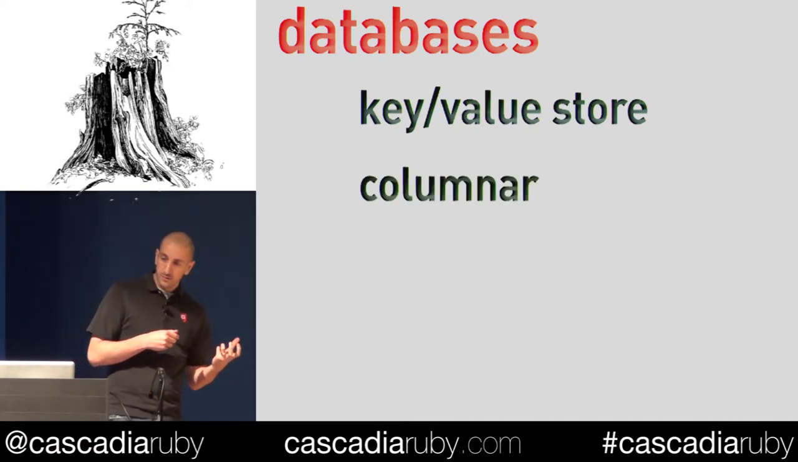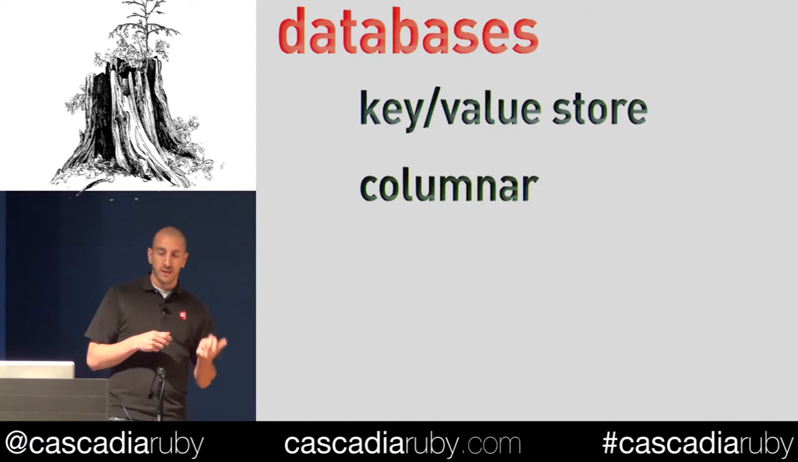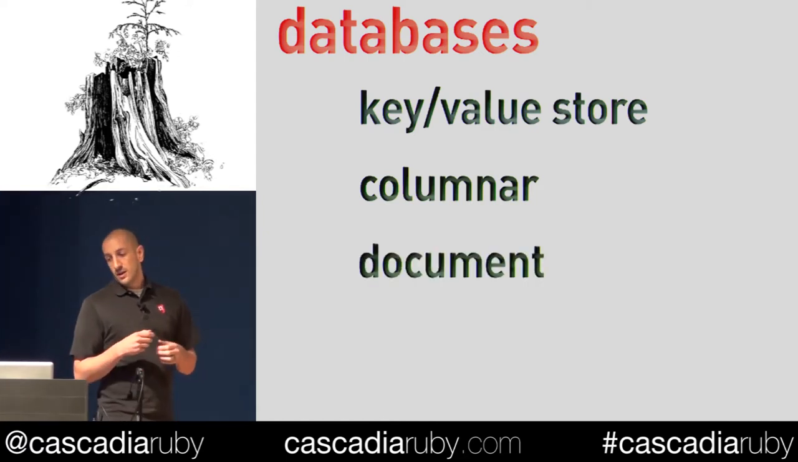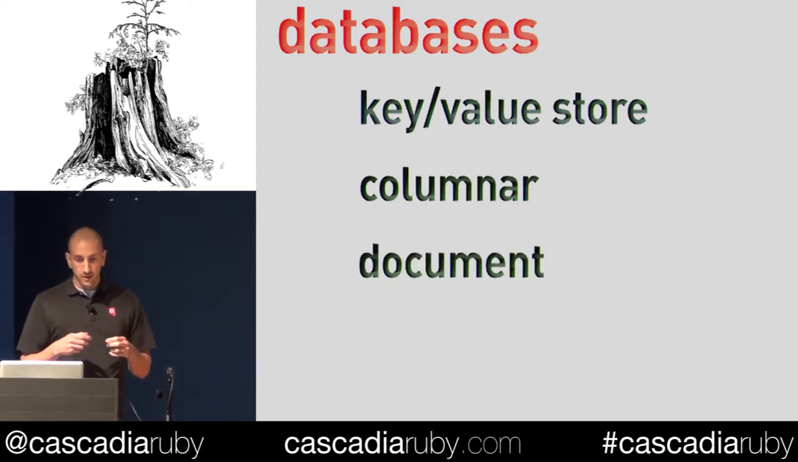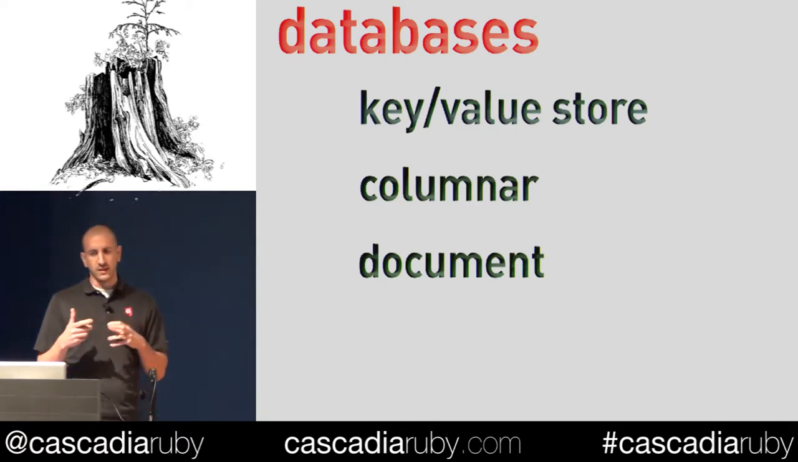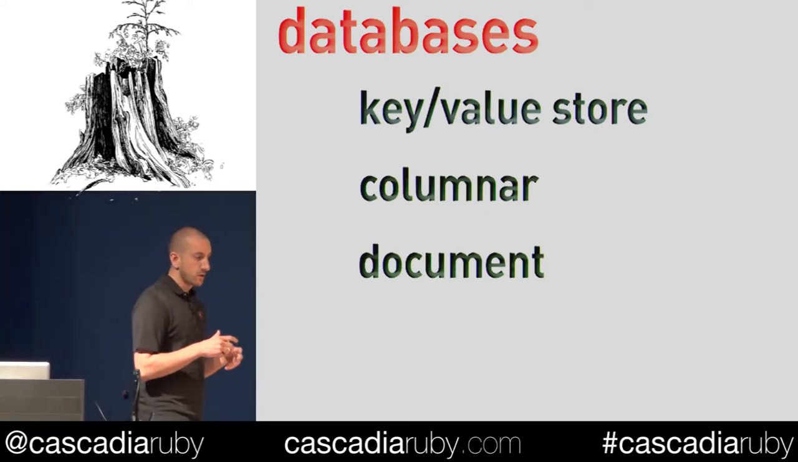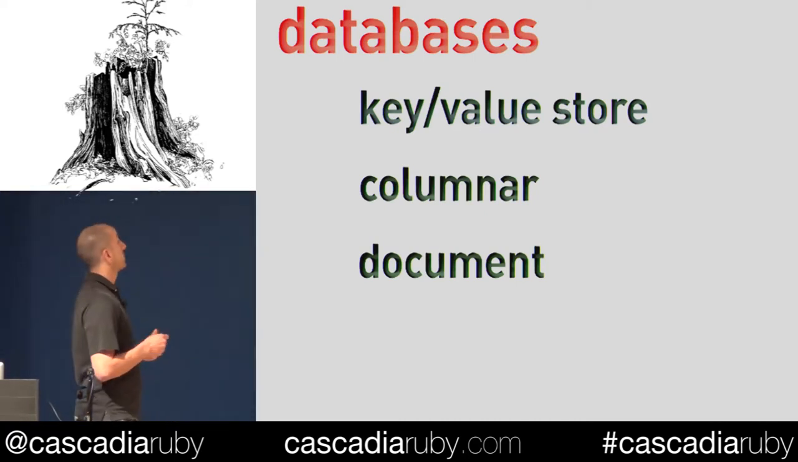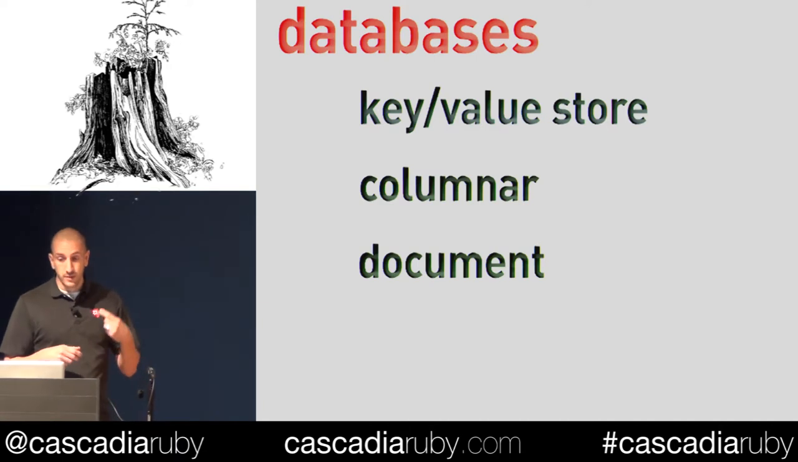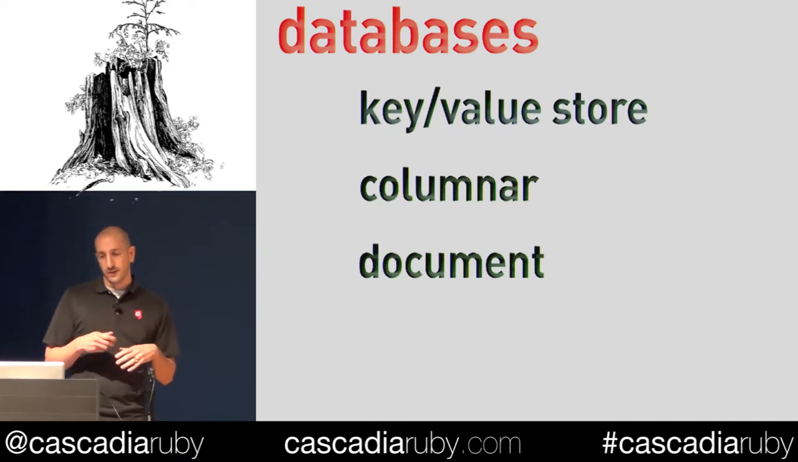Then you have columnar, which is a little bit more structured, something like HBase or Cassandra. I think HBase was made by Google. So you use it for search engines and stuff like that. And then document databases, which are a little bit more structured, but then you have the notion of collections, MongoDB and CouchDB, and you use those for health records and insurance and stuff like that.